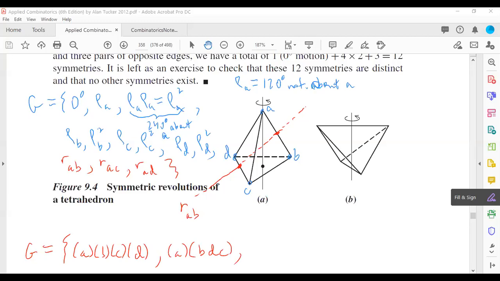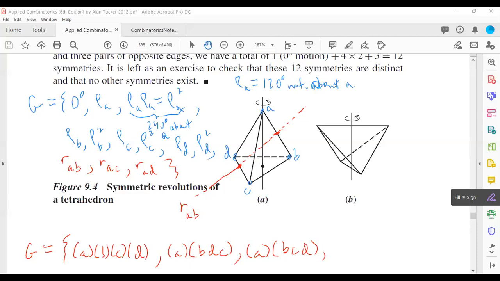And then just for good measure, Paul, what about R of A squared? I'll help you out here. A stays where it is. So B would end up at C, and then C would end up at D, and D would end up at B. Yeah, exactly right.